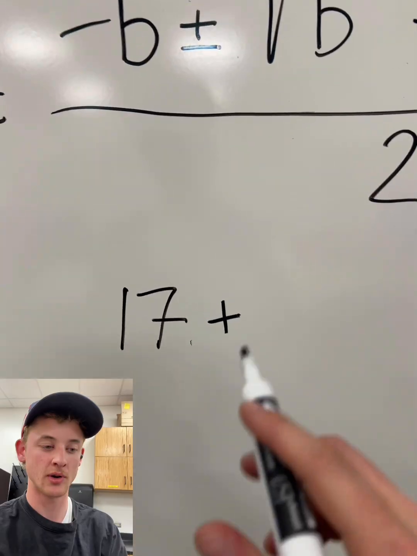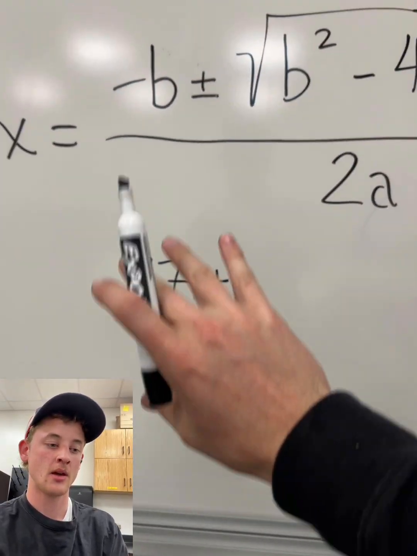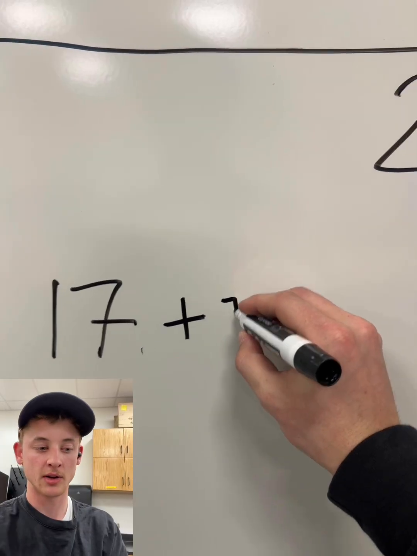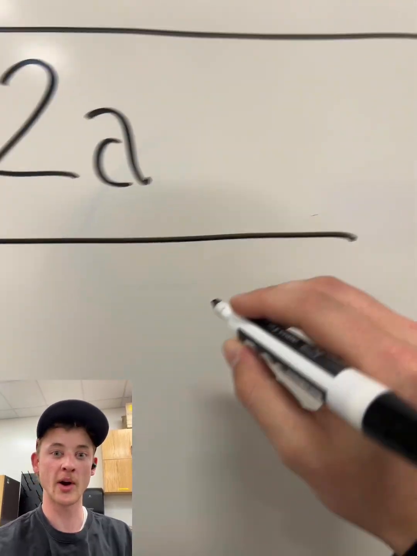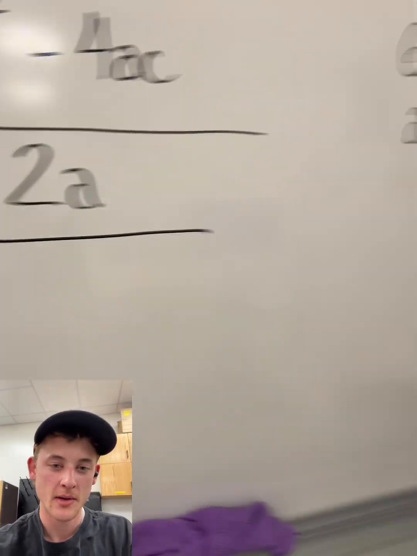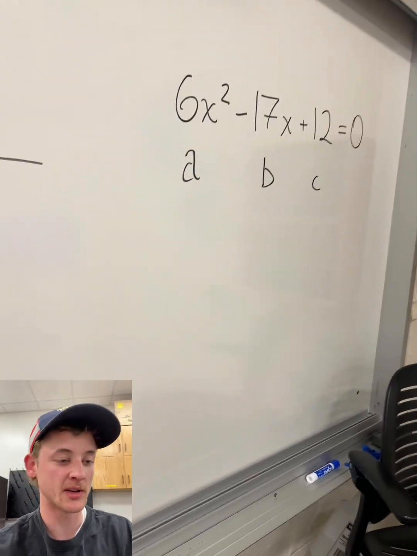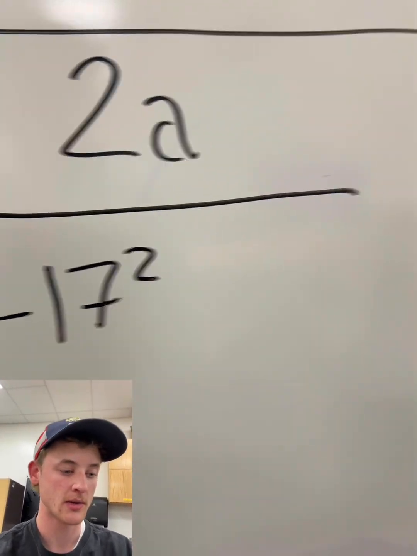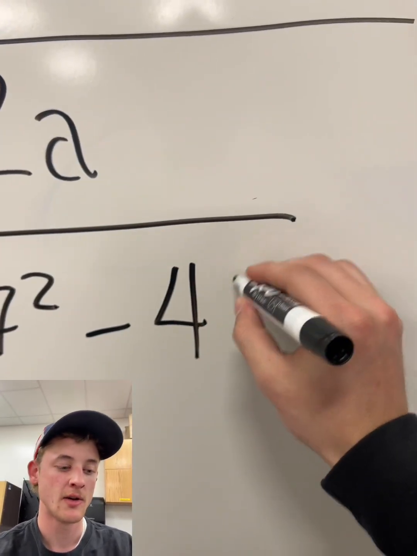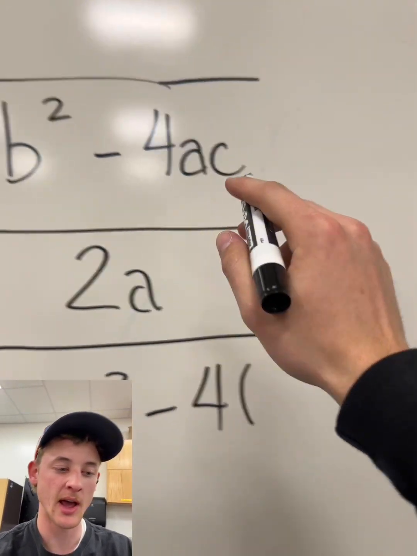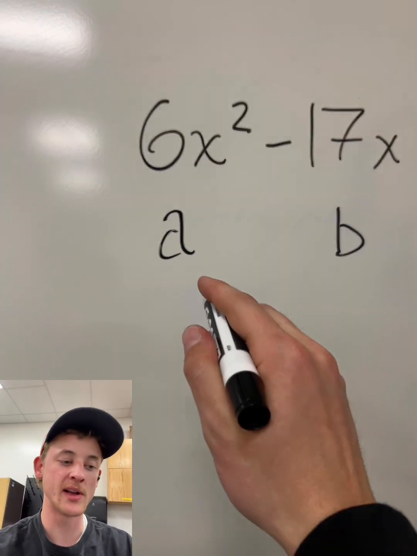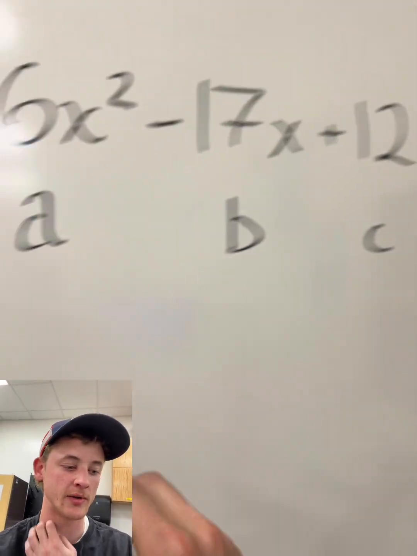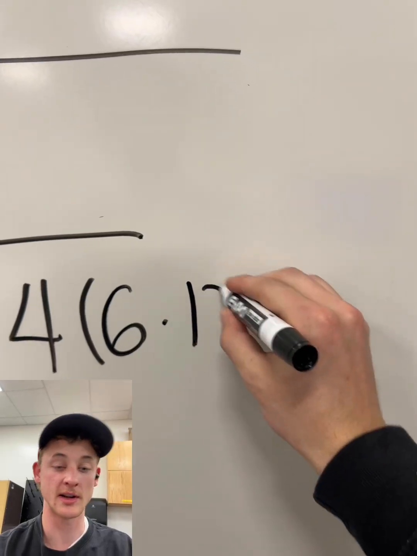So first we'll add it together. And it's going to be the same kind of problem, just that we'll have minus. So first let's start with a plus. Square root of b squared. So we can see here, that's going to be negative 17 squared. Minus 4 times a times c. So a we know is 6. 6 times c is 12. So that's 6 times 12.